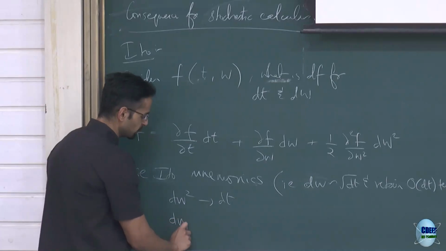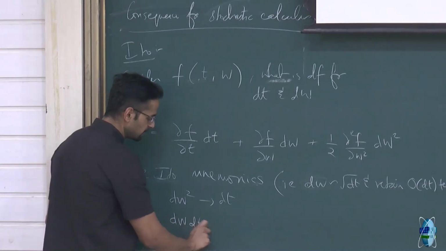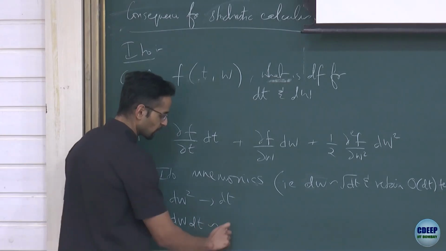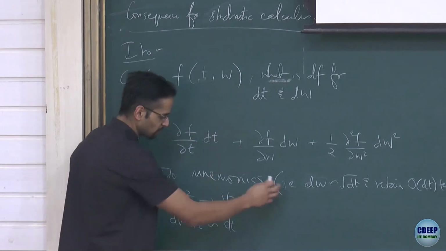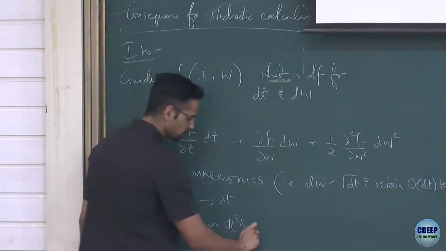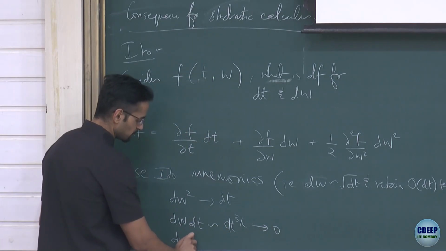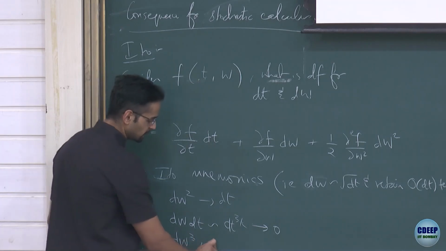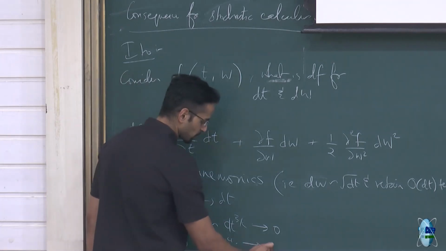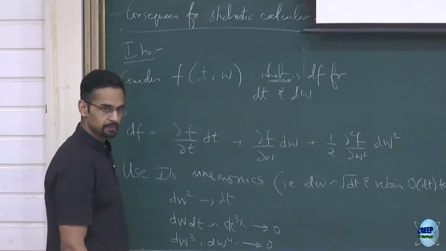If I have dw dt, this should go, in this logic, like dt to the 3/2, which is greater than dt, so this I'll drop off. Similarly, dw to any other higher power, like dw cubed, dw to the fourth, etc., all of these drop off. Okay, this is the logic.